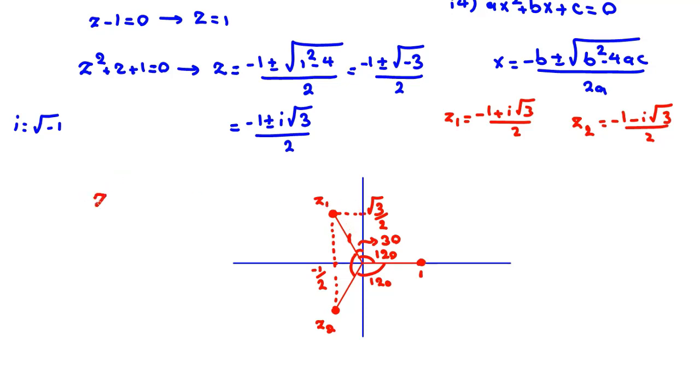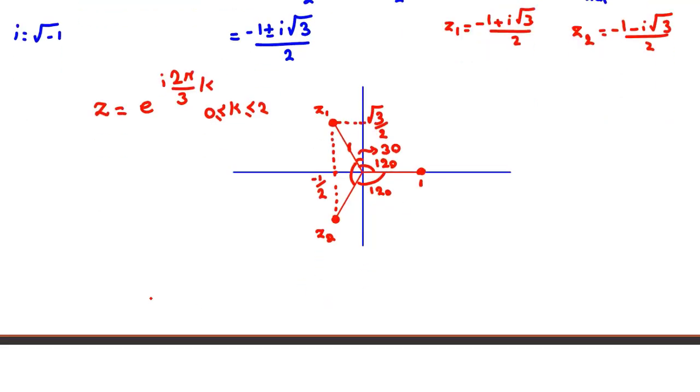So in this case z equals e to the i 2 pi over 3, that is 120 degrees, times k, where k can be from 0 to 2. If k is 0, it will be this. If k is 1, it will be this. If k is 2, it will be this. Now for z to the n equals 1, we can say z equals e to the, try to find it on your own first.